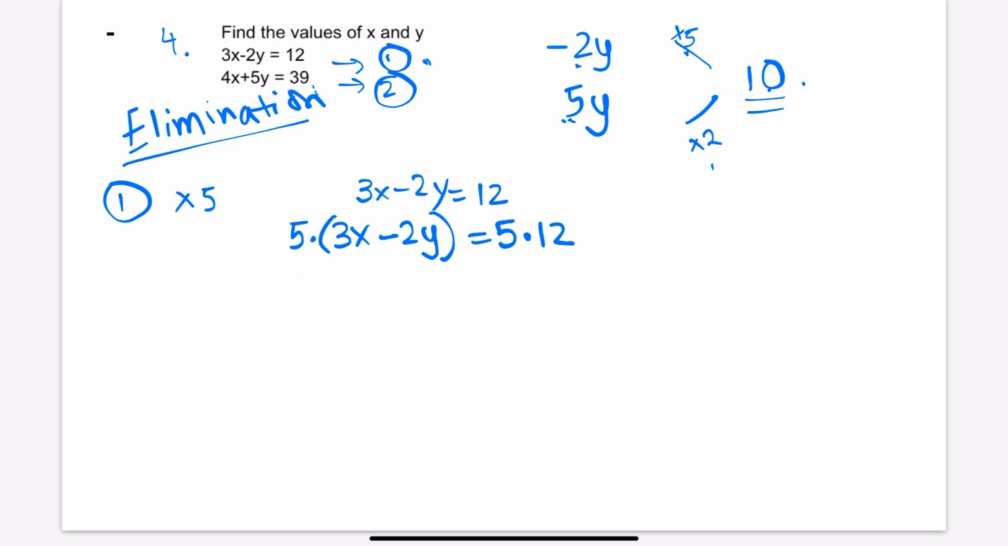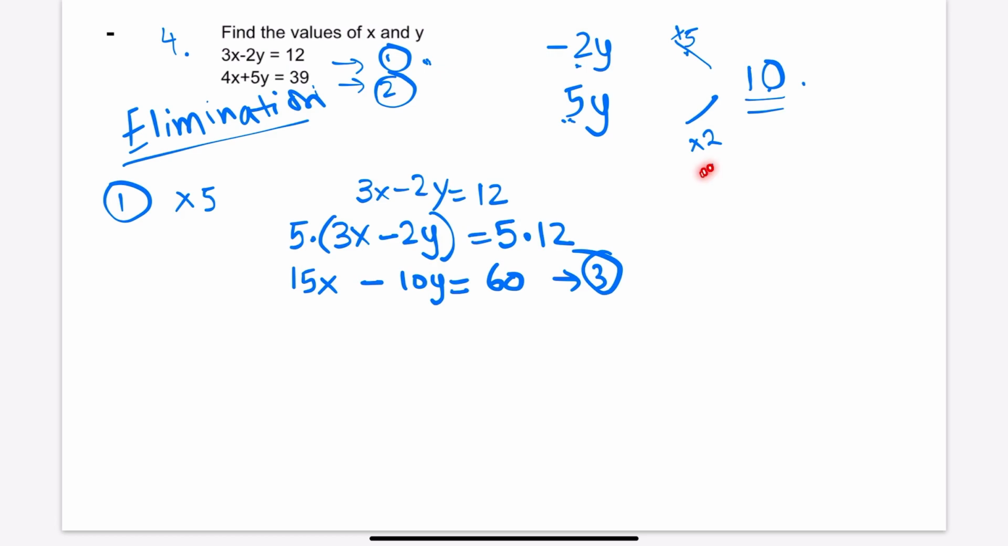This is the distributive property in effect. Take the number from outside and multiply with each term inside. So we get 5 times 3x, 15x, minus 5 times 2y, which is 10y. That's the left side. 5 times 12 is 60. I'm going to call this equation 3, which is nothing but a modified form of equation 1. So I did my job here.